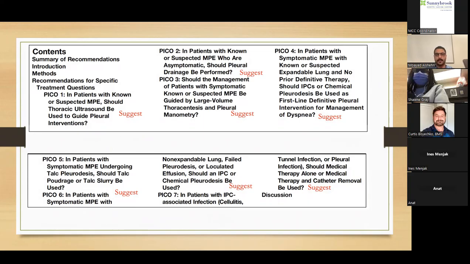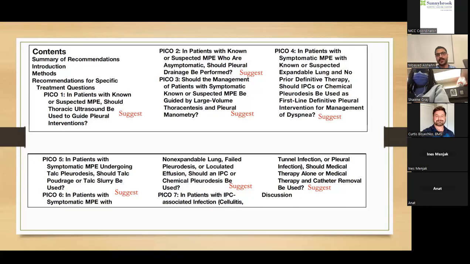Question 1, in patients with known or suspected malignant pleural effusion, should thoracic ultrasound be used to guide pleural intervention? And as I said, you can see that it was question number 1, and it was highlighted that yes, they suggest using ultrasound when available to guide your intervention for malignant pleural effusion.